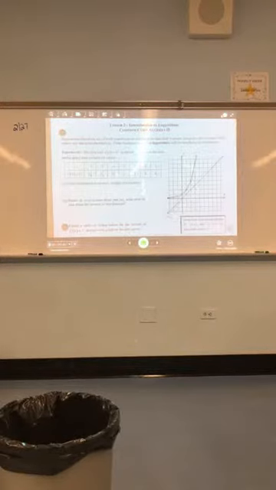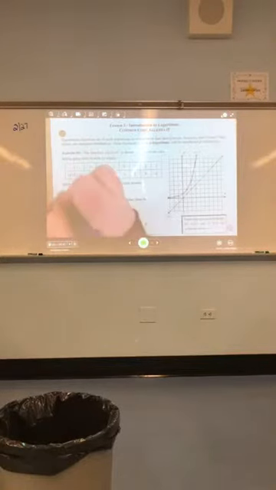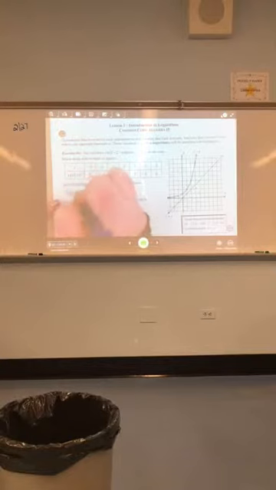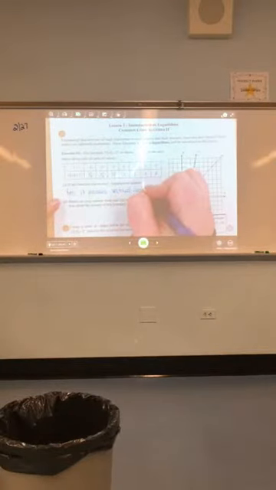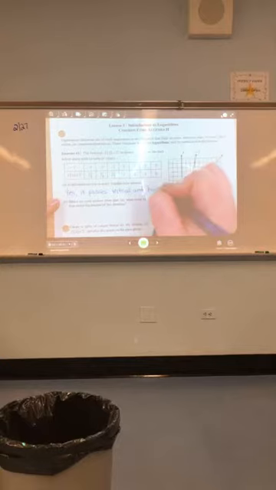Which test? The vertical line test makes it a function. How do I know if it's going to be a one-to-one function? It passes the horizontal as well. Because it passes both the vertical and horizontal line tests, yes, it is one-to-one.